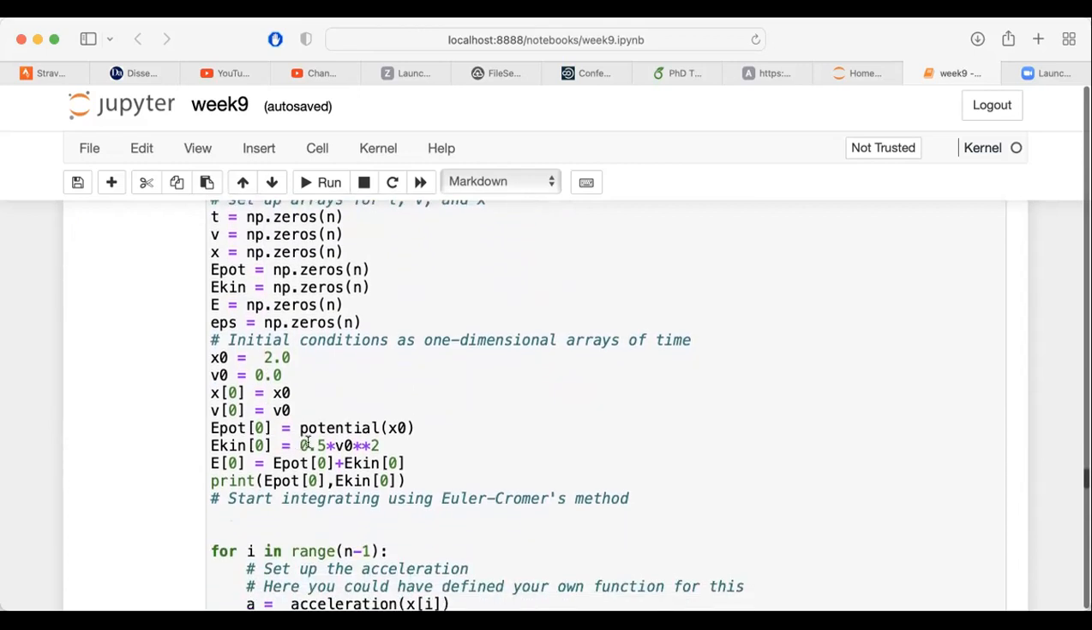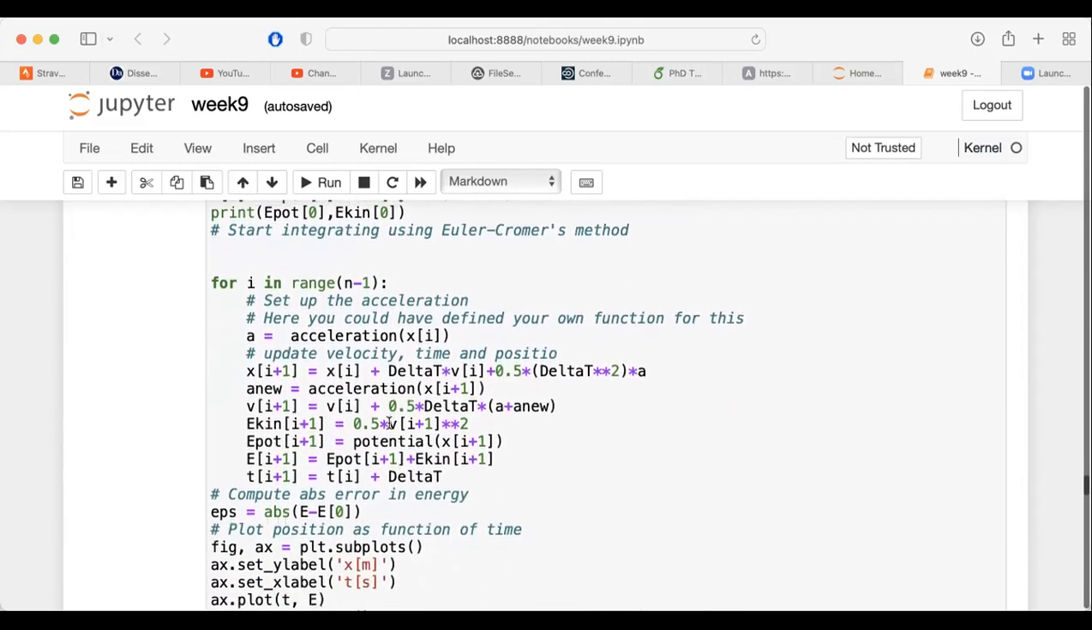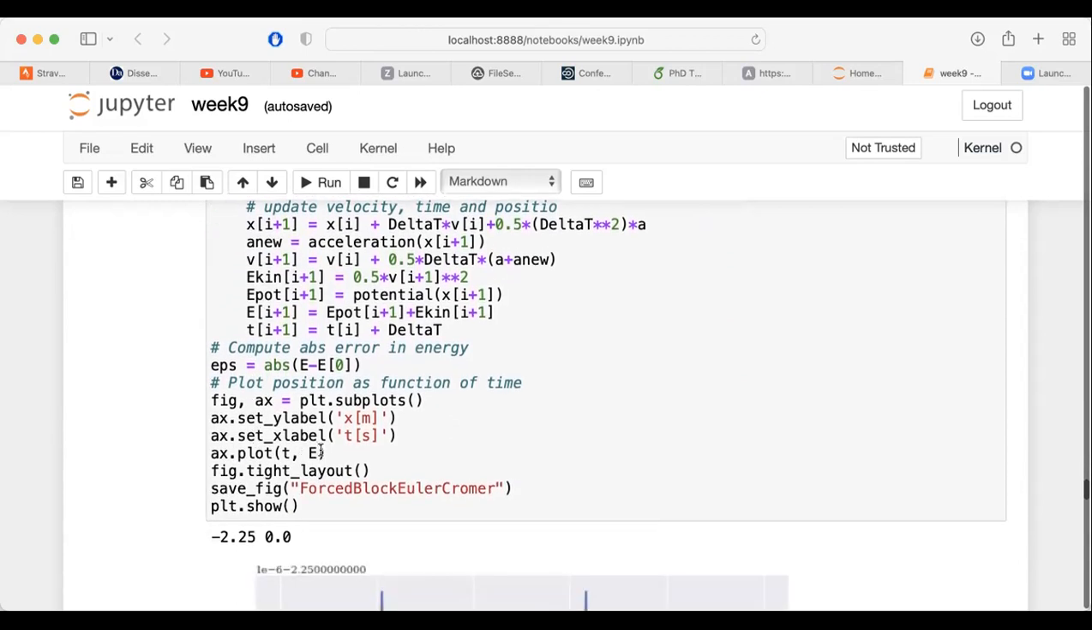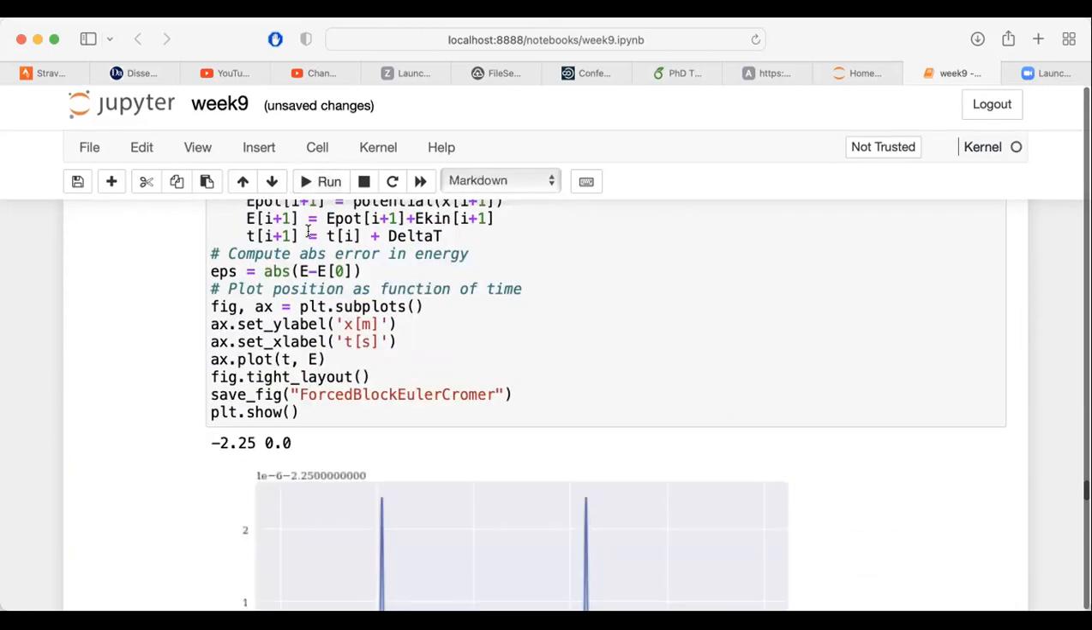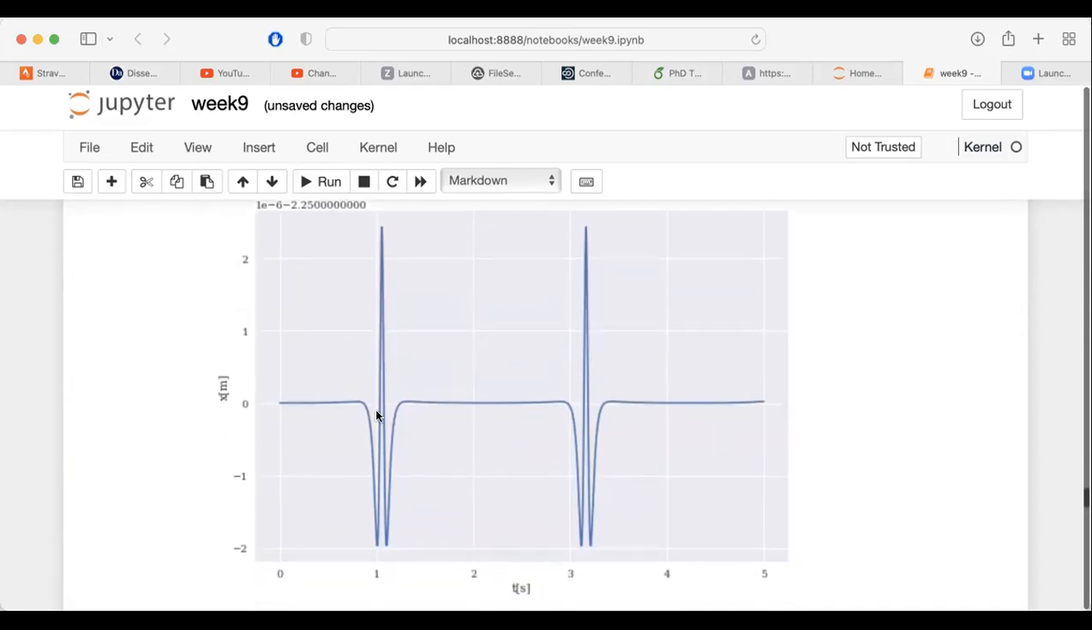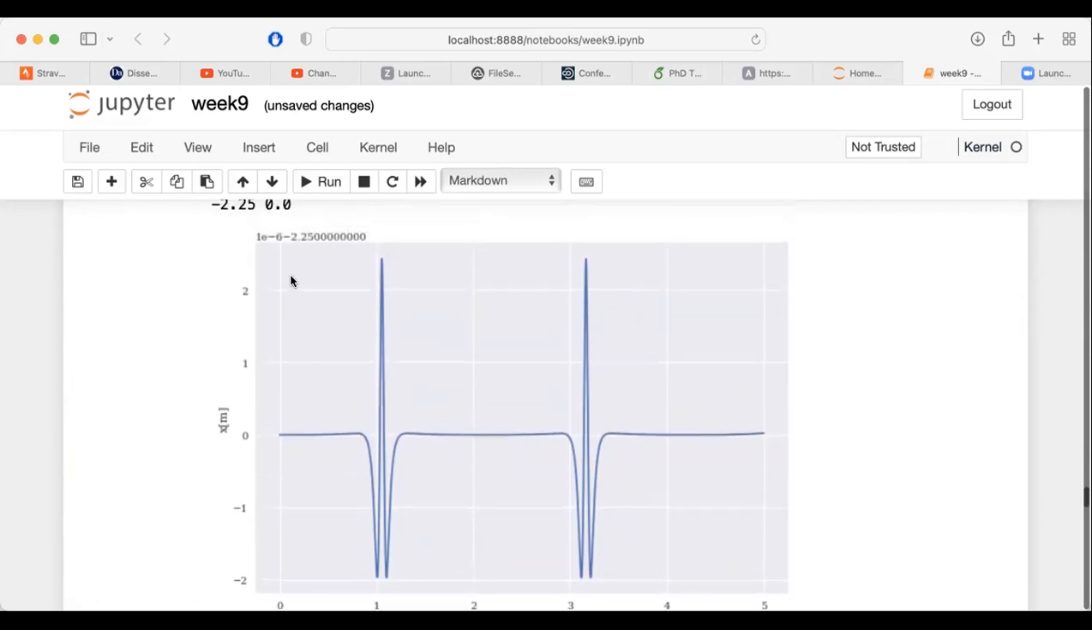I set up my initial kinetic energy, which is 0, and my potential energy. Then down here, I actually calculate the kinetic and potential energy. If I plot the energies now, you're going to see something like this. This depends a little bit on how you integrate or how you define your delta, but you see this is the relative error, which is 10 to the minus 6. So the relative error is on the size of 10 to the minus 6, so it's small.